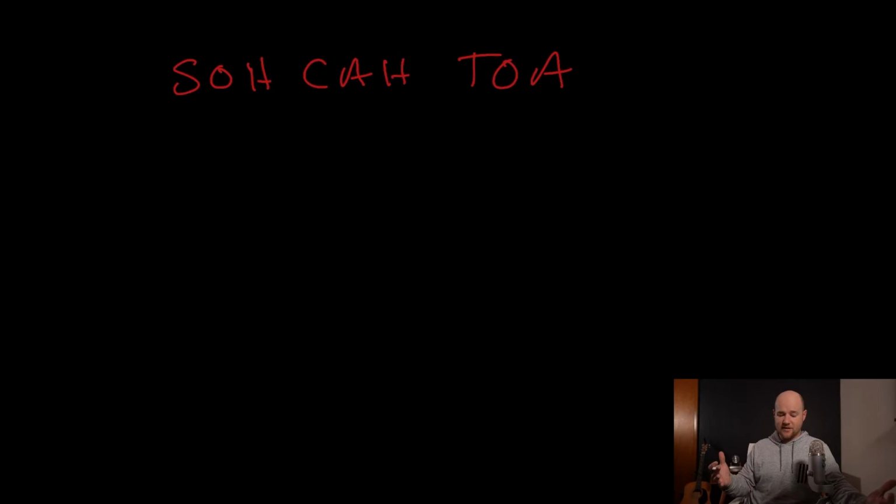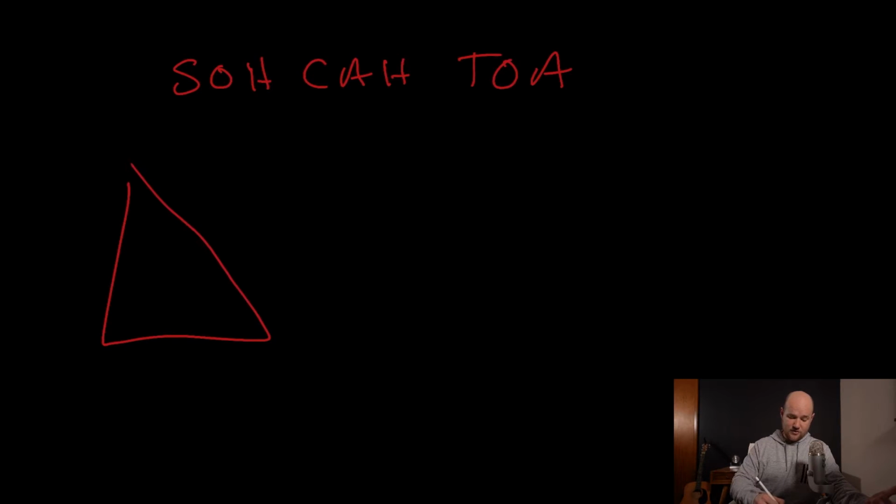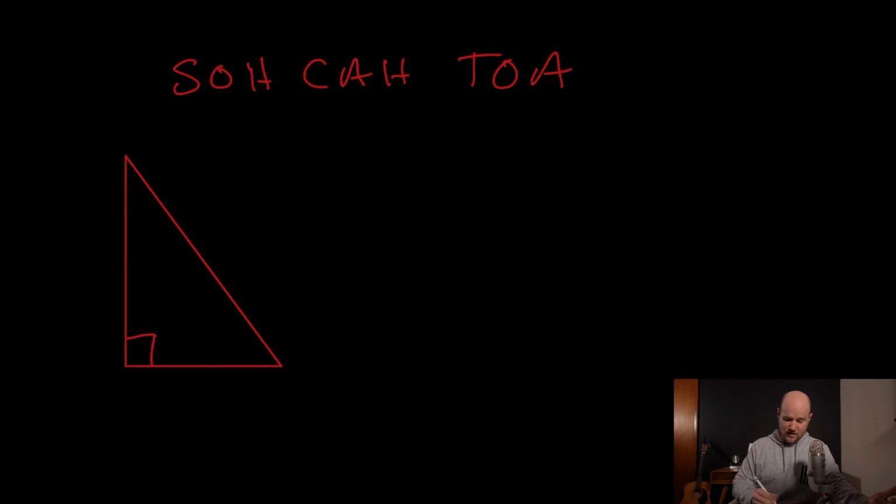Now SOH CAH TOA is just a way to memorize the sine, cosine, and tangent functions. Once again, we're dealing with right triangles. So it's got some sort of right angle and then some other angle. We're going to call this angle theta. Now, if we're looking at this particular triangle, we've got three sides that are around this angle theta right here.